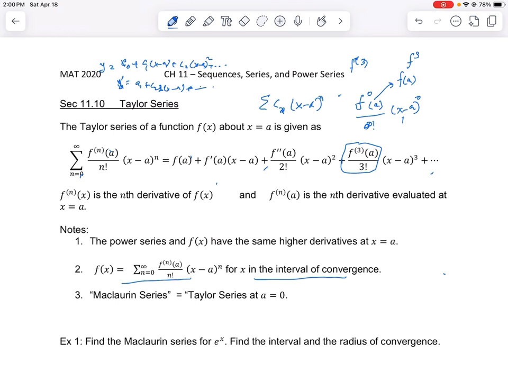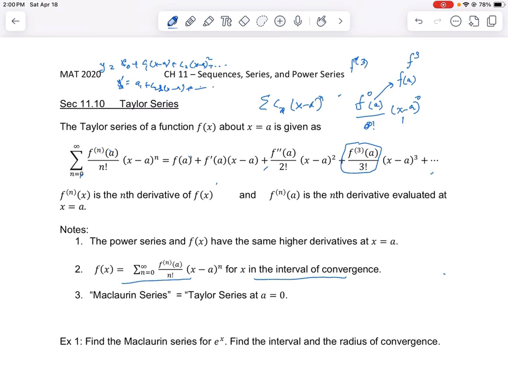Now if the interval of convergence is the whole real line, then of course this is true for any value of x. Now you might have heard of Maclaurin series. The Maclaurin series is the same as the Taylor series, but at a equal to 0.